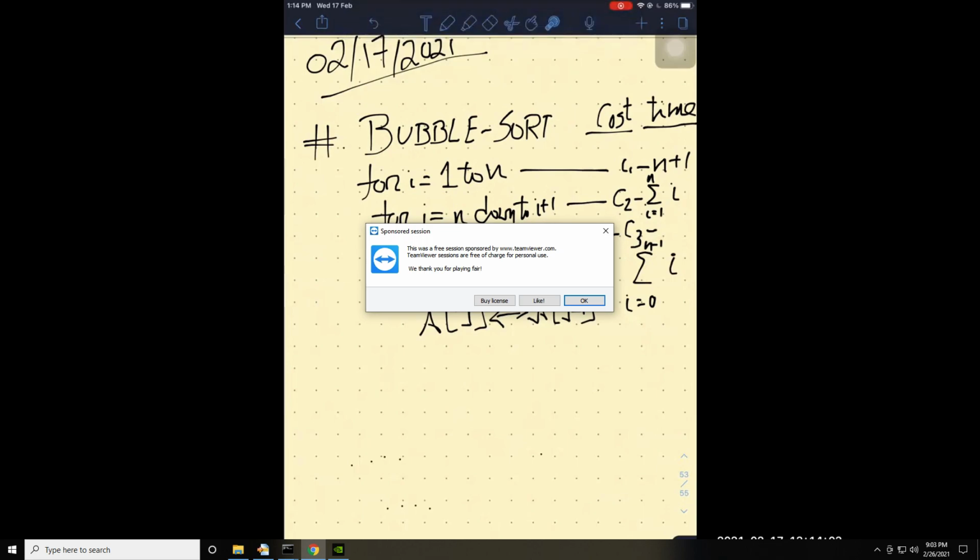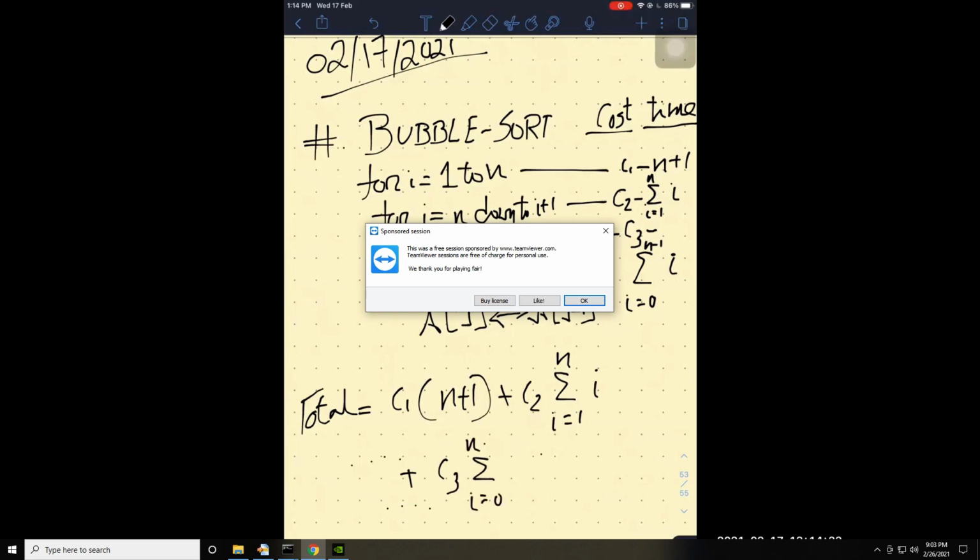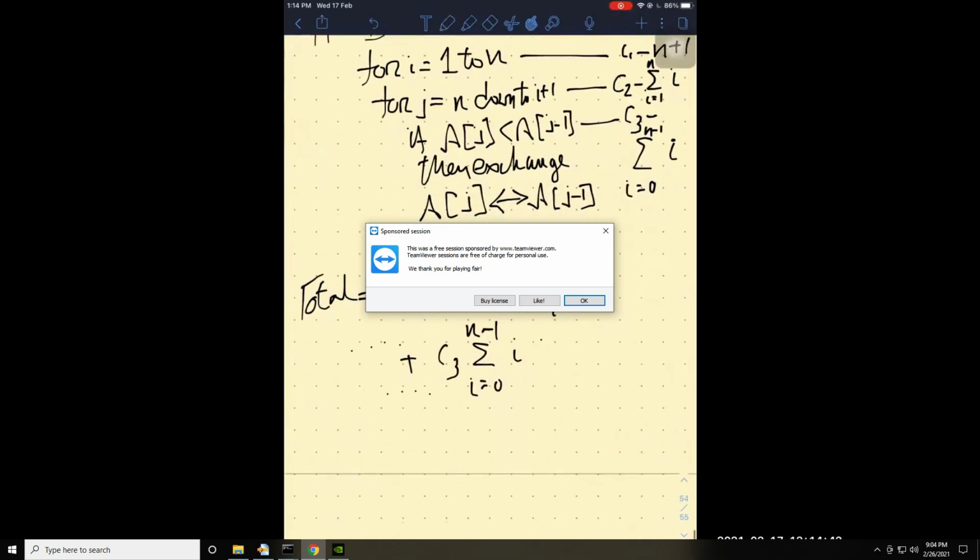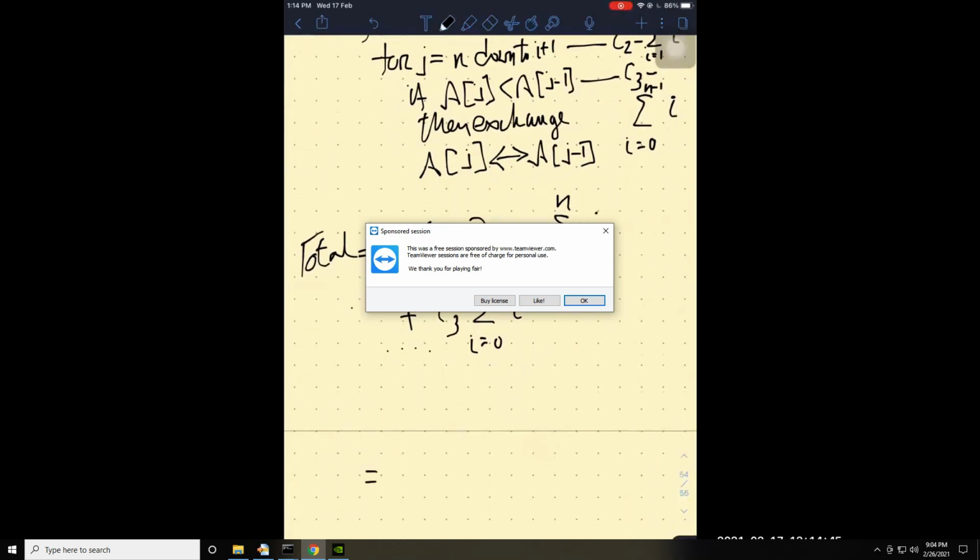So the overall runtime for this algorithm will be, in total, C1 times n plus 1, plus C2 times the summation for i equals 1 to n of i, and then C3 times the summation for i equals 0 to n minus 1 of i. Okay, so now we'll just put the values for the summations.